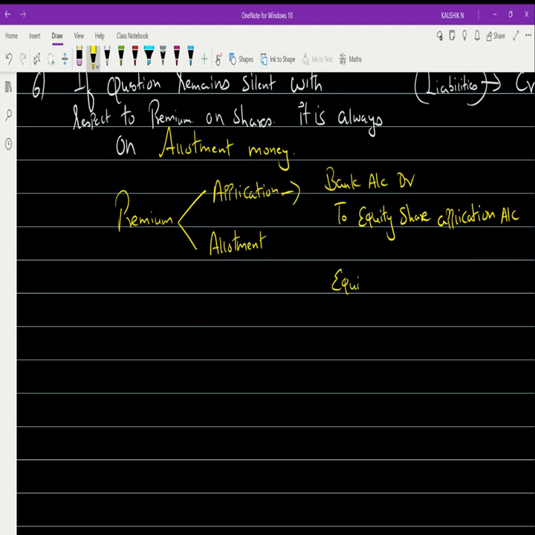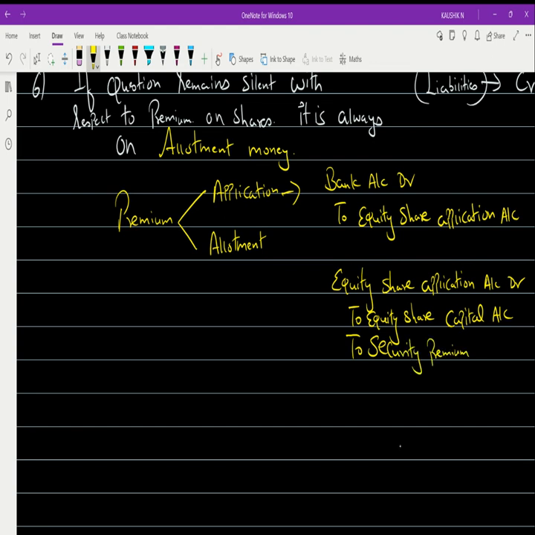So the entry will be: equity share application account is debited, followed by this to equity share capital account. And here only you have to show the security premium reserve, provided there is a premium on application. So to security premium reserve account.